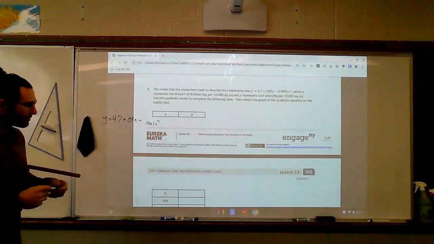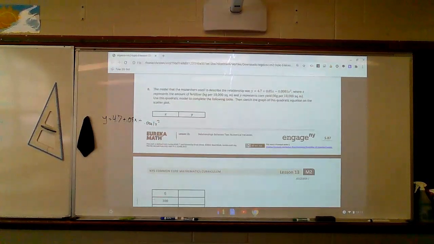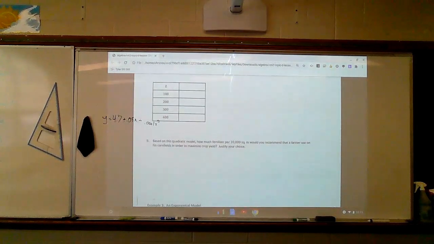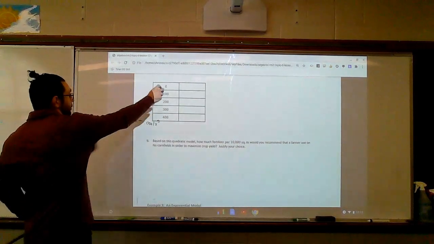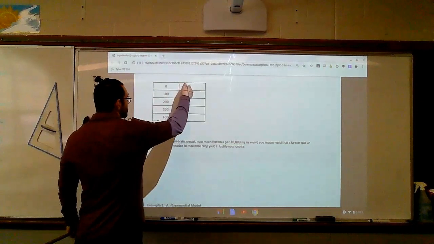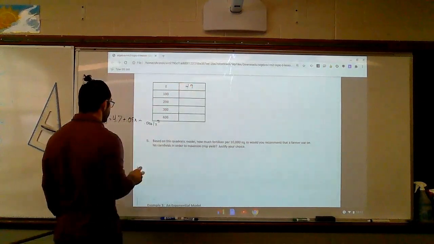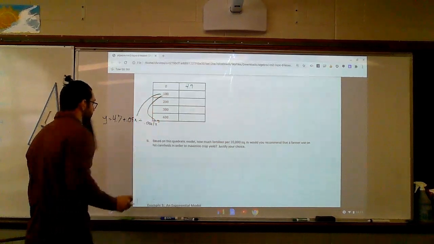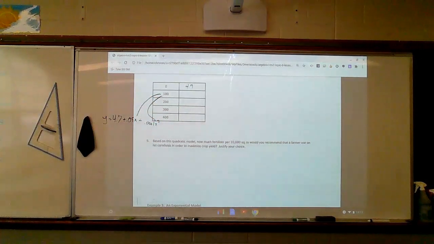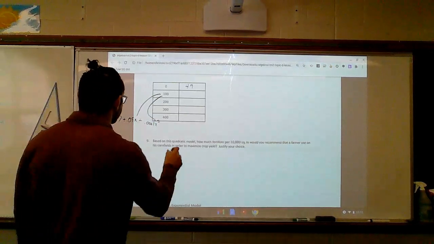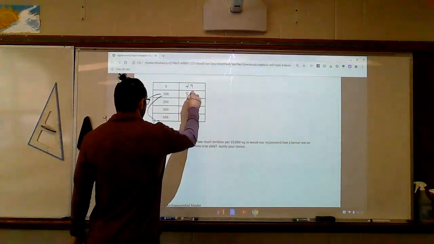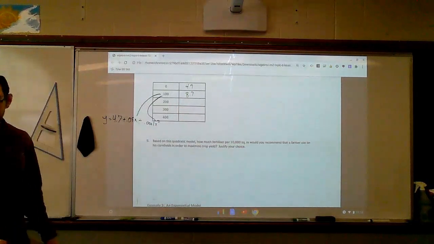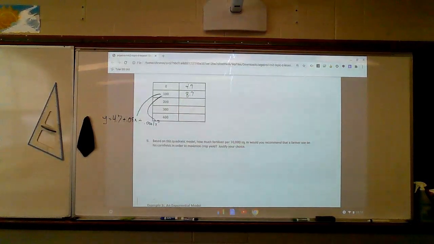Okay. They want us to fill in this chart. So if I substitute 0 in for my x, that leaves me with 4 7/10. If I substitute 100 in for my x, that should leave me with 8 7/10. And you might say, Mr. H, how do I substitute it in? Literally plug it into your calculator and do exactly what it says. If you have trouble with that, let me know and I'll gladly help you.